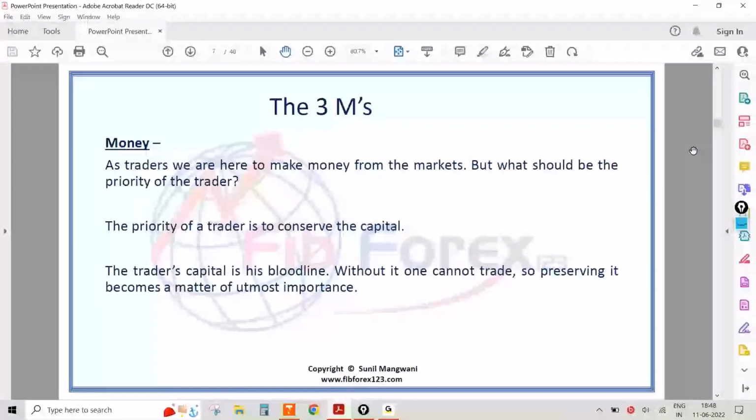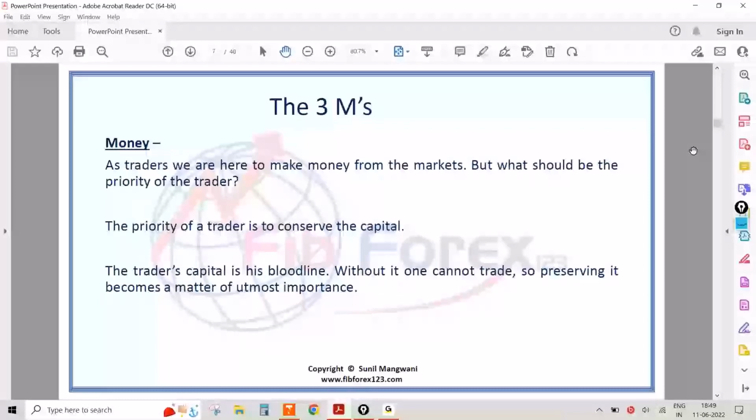First and foremost, we are here to make money from the markets, obviously. So what should your priority be? I always say, when you are a trader, your first job is that of a money manager. Your job is to conserve your capital. Obviously, your capital is your lifeline. If you don't have money, you cannot trade. It's just as simple as that. So preserving it becomes a matter of utmost importance.